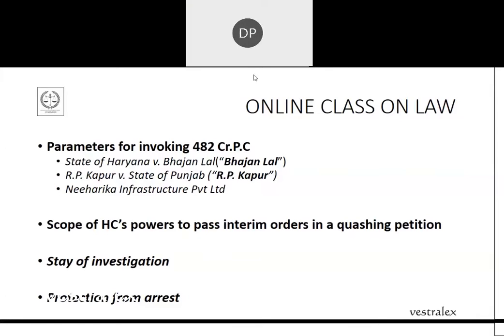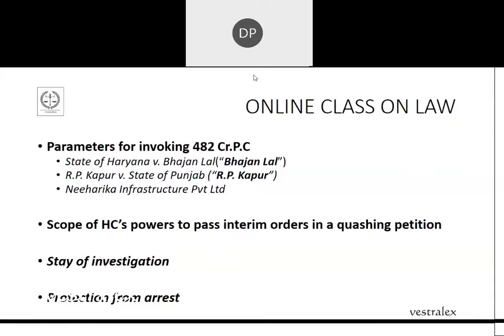Under 482 only 3 grounds are there. Only 3 grounds. Number 1, error apparent on the record of the case, a gross error, incurable. Number 2, the FIR is a sheer abuse of process of law. And the third and foremost is that the trial is not required to be carried out; in one sentence, there is a gross miscarriage of justice. These are the main 3 grounds.